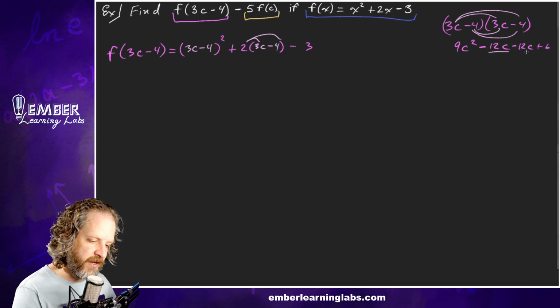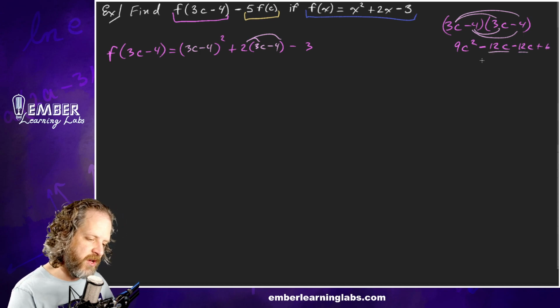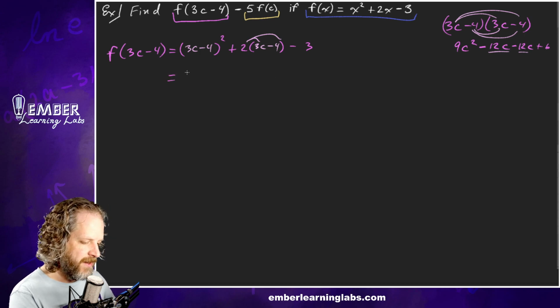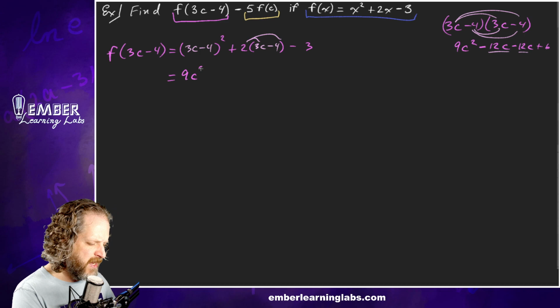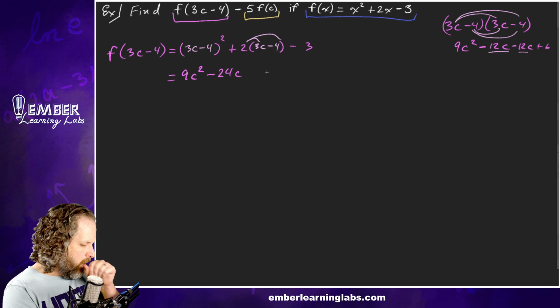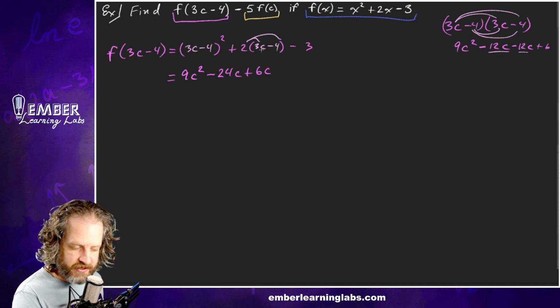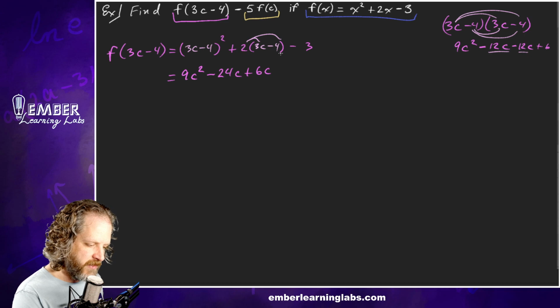We've got a couple like terms. So this ends up being, I'll go ahead and bring it back over here, 9c squared minus 24c. Excuse me. And then this one, we're going to distribute this. So plus 6c, because 2 times 3c is 6c. 2 times negative 4 is negative 8. And then bring down my minus 3.